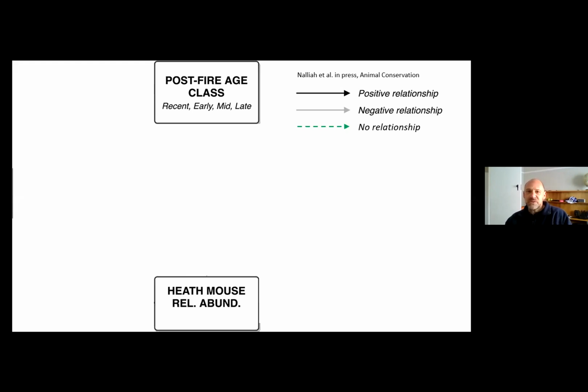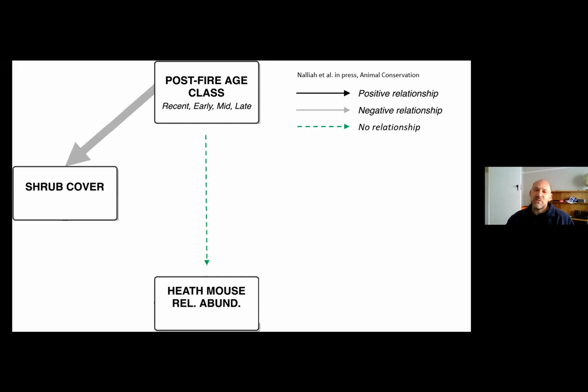The box at the top of the screen represents post-fire age class: recently burnt, early, mid, and late successional. The box at the bottom represents heath mouse abundance. The first thing to say is that we found no direct relationship between post-fire age class and heath mice. We did, however, find a strong relationship between post-fire age class and shrub cover. The thickness of the arrow in this diagram represents the strength of the relationship.